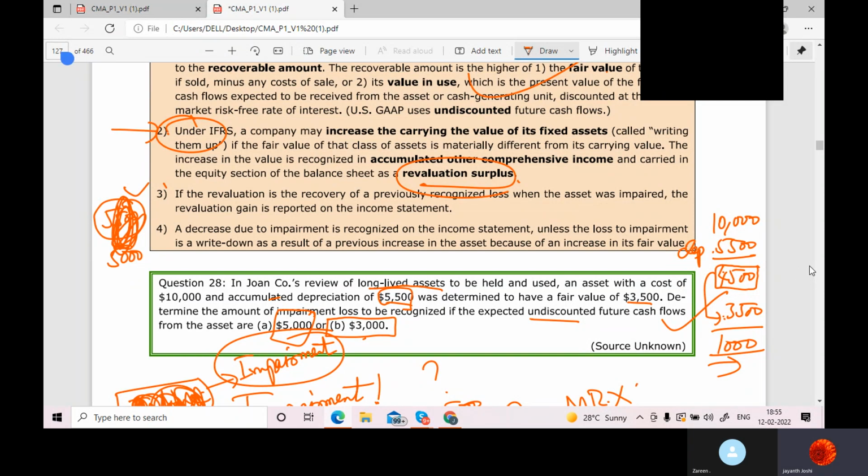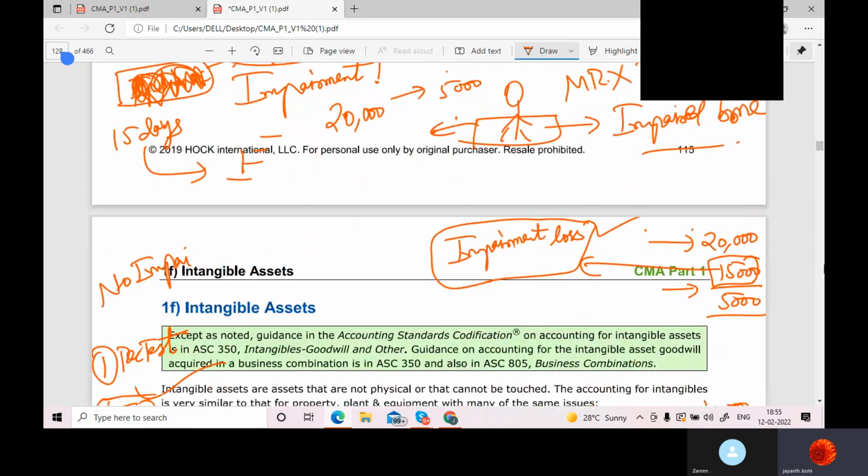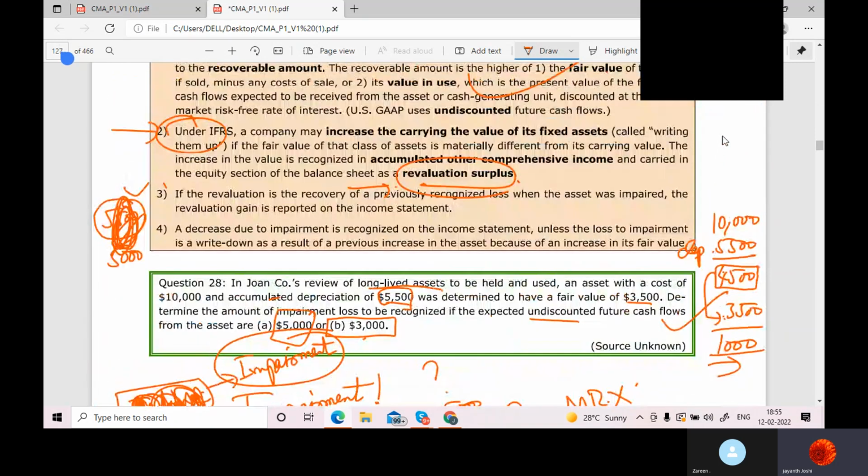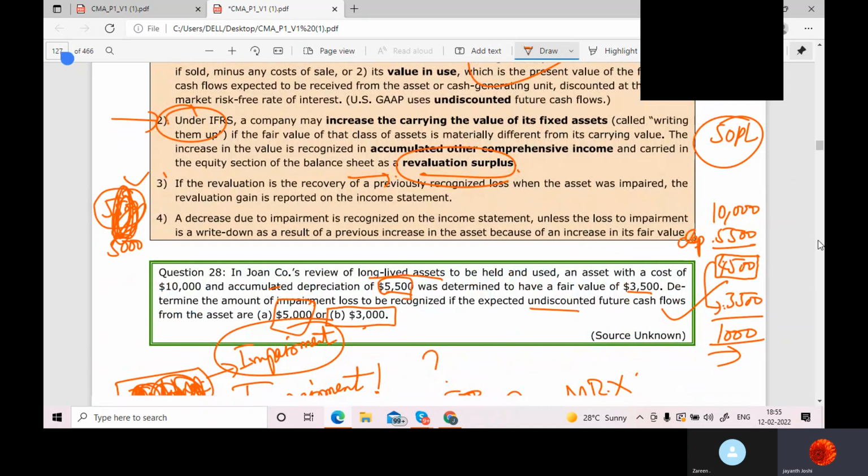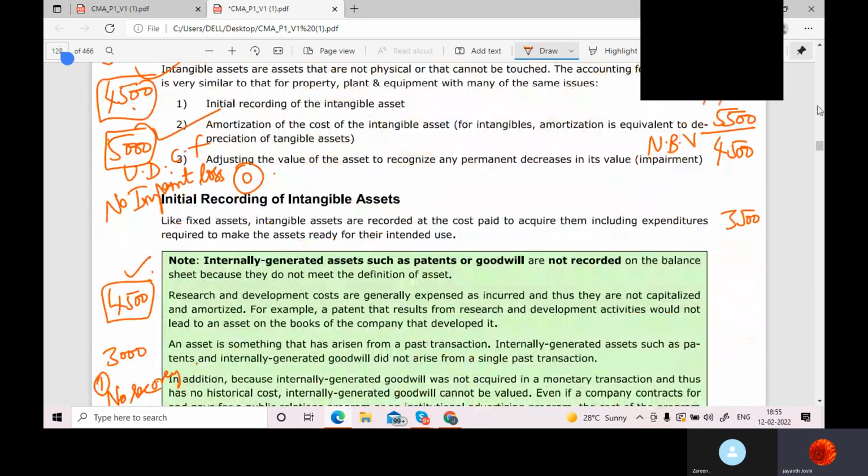But for the time being, under CMA, we don't need to learn this. Only downward revaluation or impairment loss is recognized. That's it. And that too, it is to be shown in the statement of profit or loss as a loss, as an expense. That's it. So we have completed this chapter.